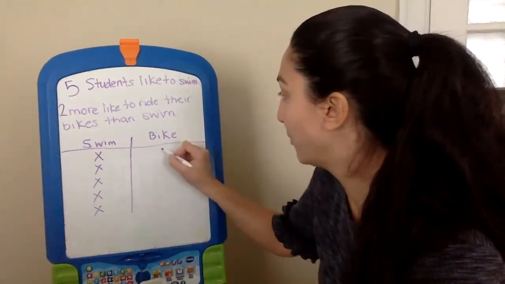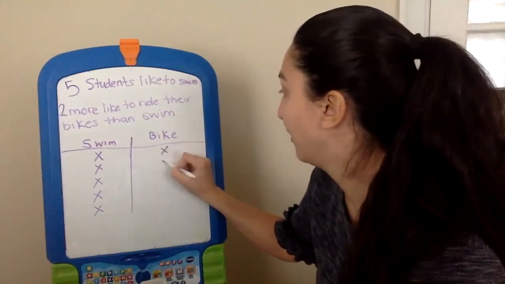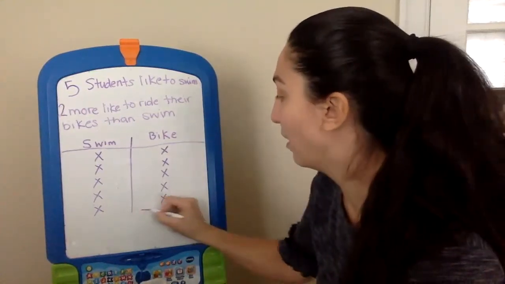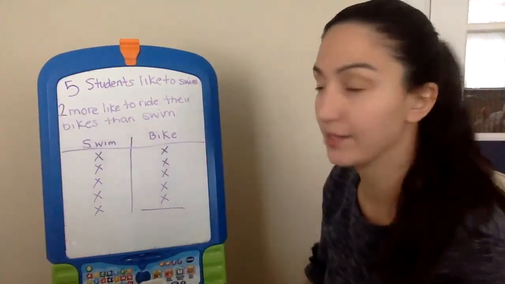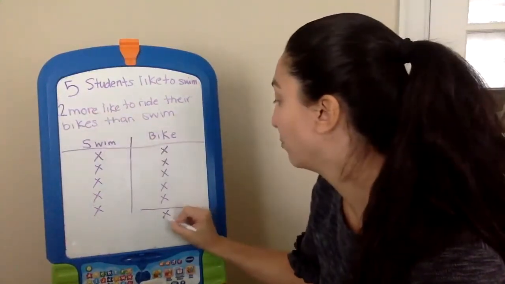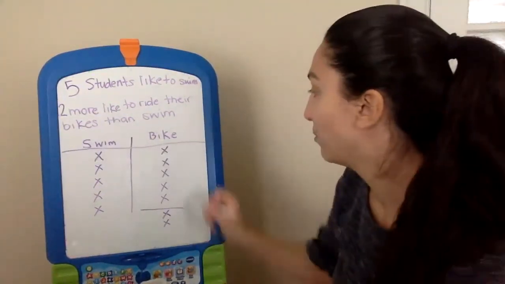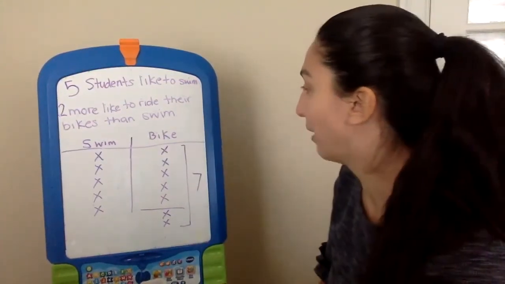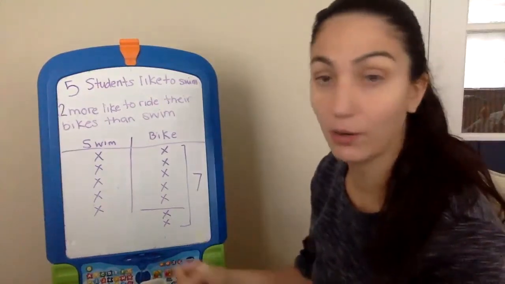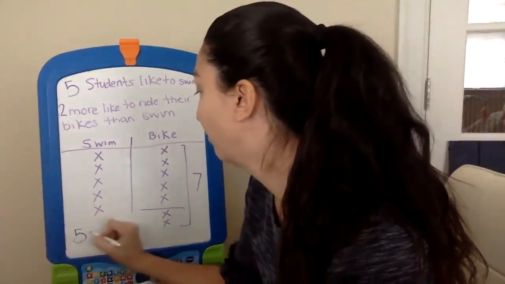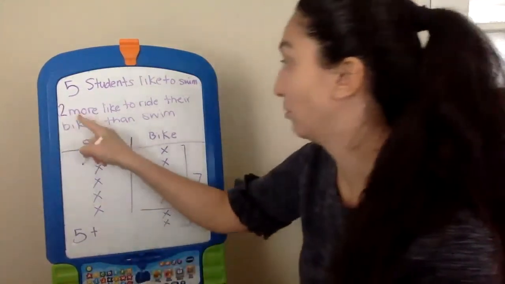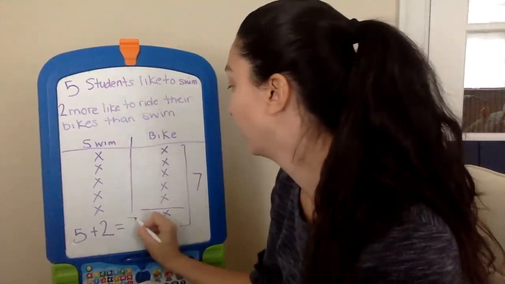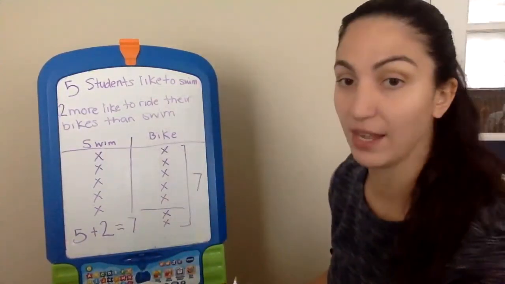All right, so what you could have done is matched up the X's and put 5 for bike. And then how many more am I adding, right? Because it says more. I'm adding 2 more. So this is my total for the number of friends who like to ride their bike. I can also write an equation. 5 plus 2 equals 7. So 7 friends like to ride their bike.